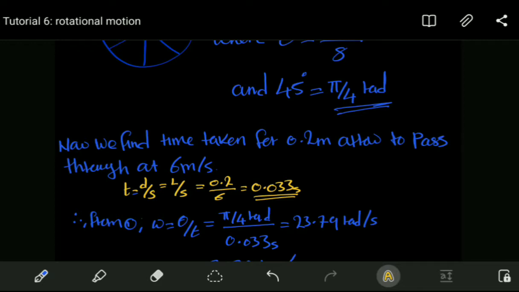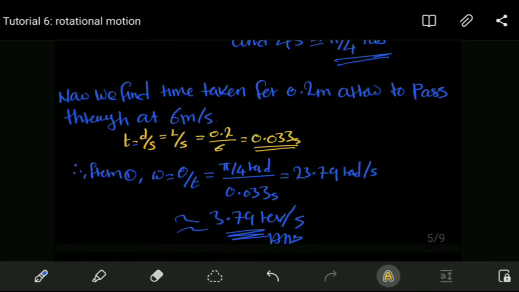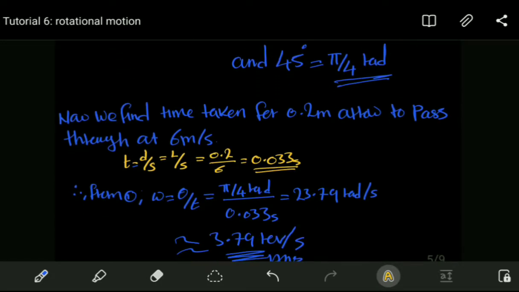Okay, so now that we know the time, we can find the angular speed at which this wheel must rotate. The angular speed is theta over the time. We know what theta is. It is pi over 4 radians, and the time is 0.033 seconds, giving us 23.79 radians per second. So this is the speed at which the wheel must be rotating in radians. Okay, so we simply convert that to revolutions per second.